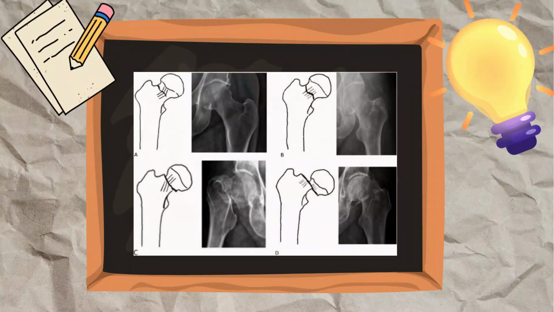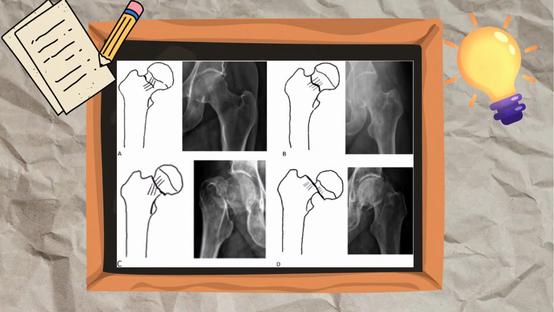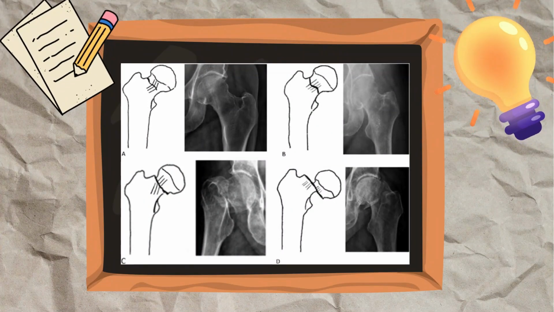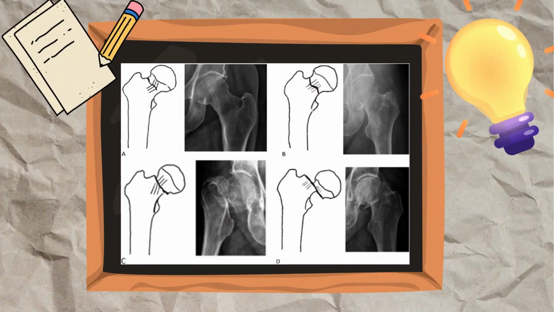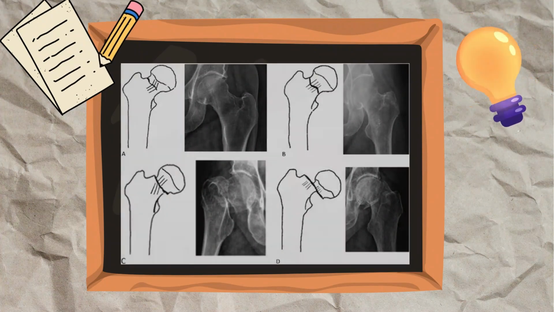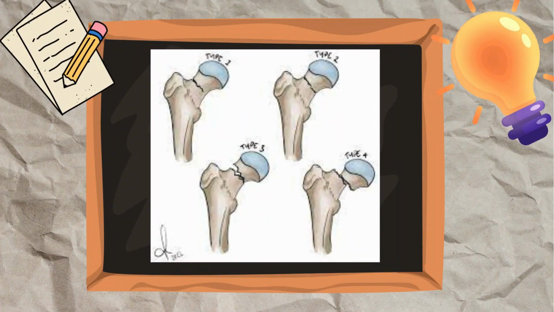Classification. Classification according to the Garden classification system is a fundamental aspect of characterizing femoral neck fractures. This system categorizes fractures into 4 types based solely on anterior-posterior radiographs without considering lateral or sagittal plane alignment.